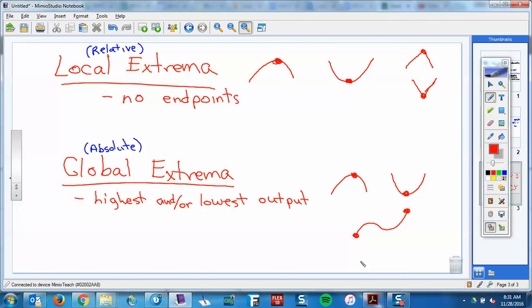Now, it also could be at a sharp point, but if we eliminate that for right now, let's just say we're going to work with nice smooth functions. We may run into some here in the early going, but I don't think very often we're going to. So if we assume we have nice smooth functions, a derivative exists everywhere, no sharp points, okay? But it's the highest and the lowest output.